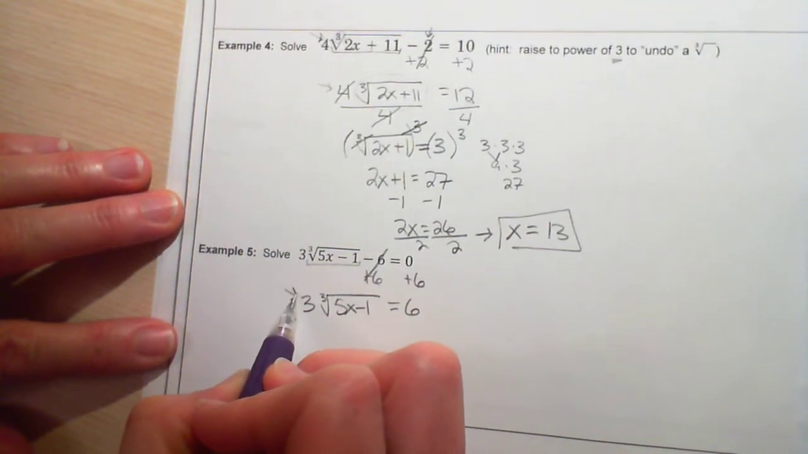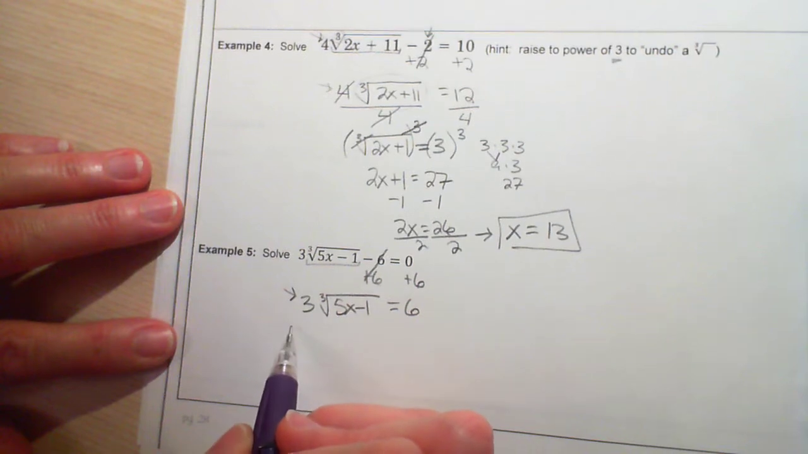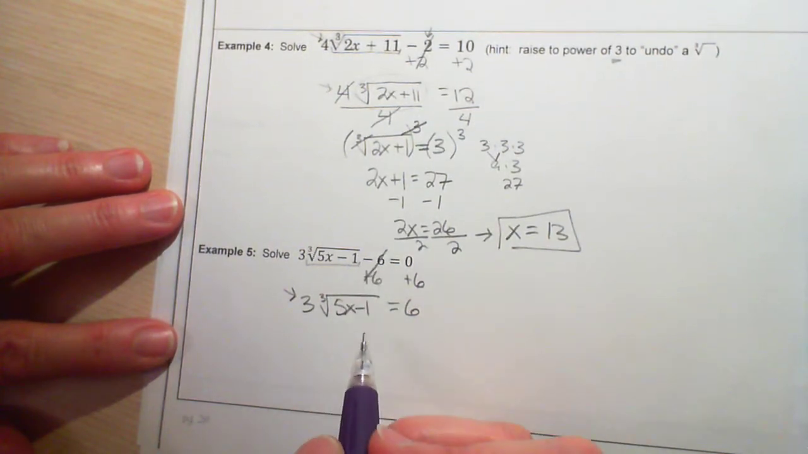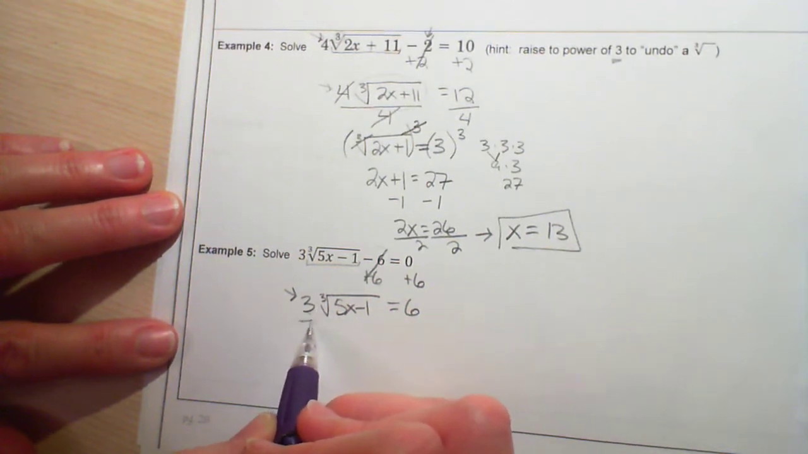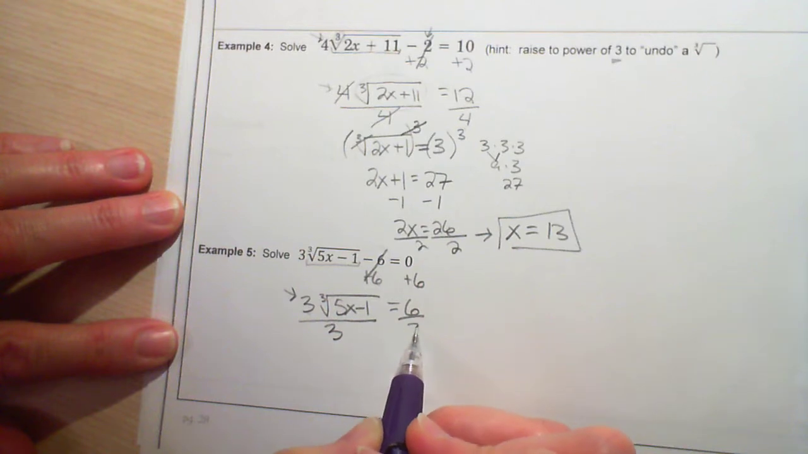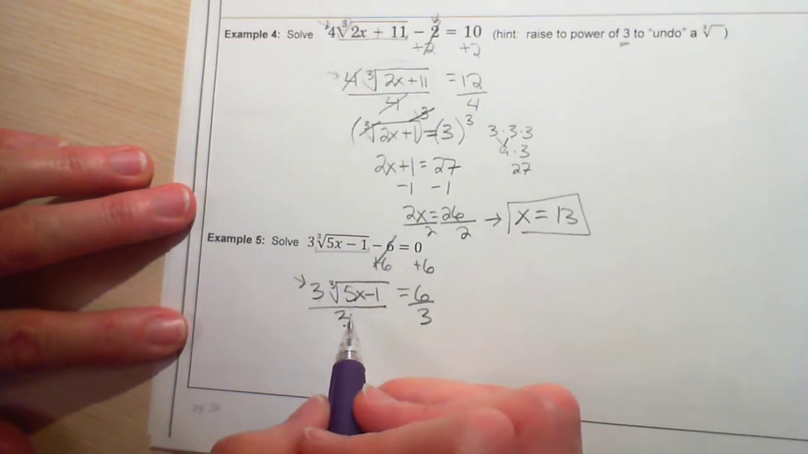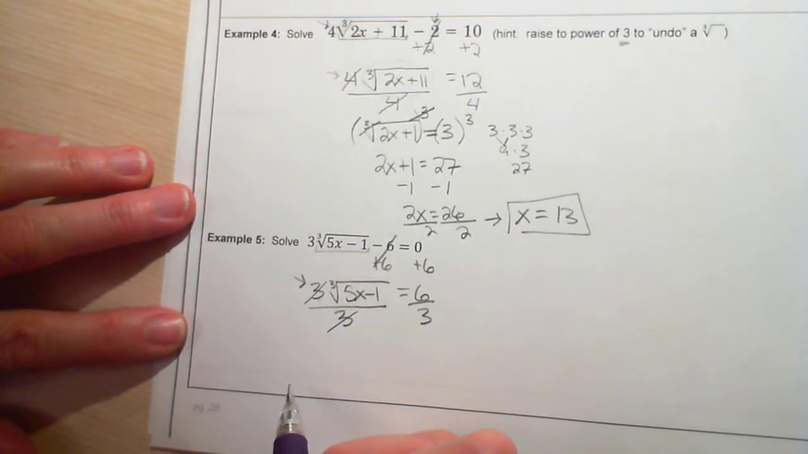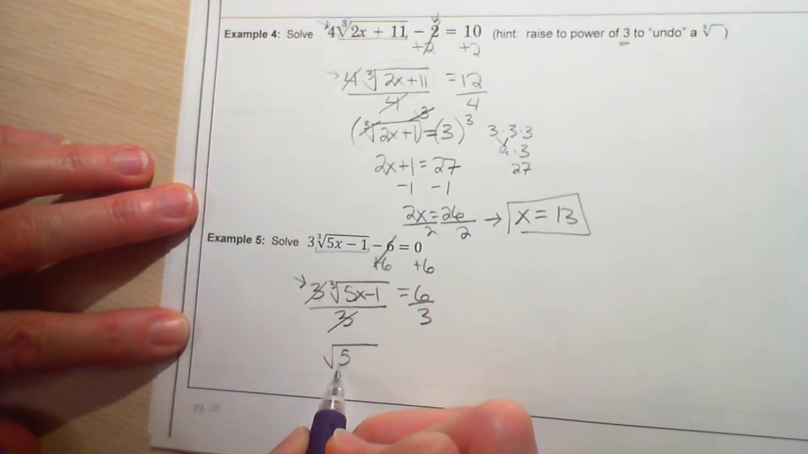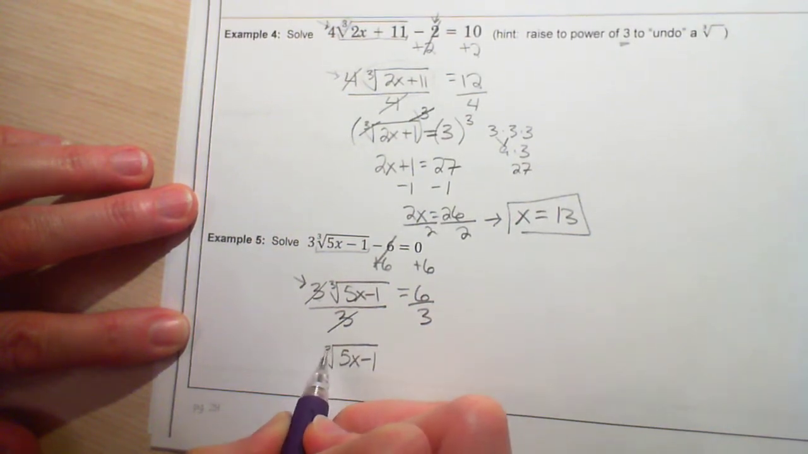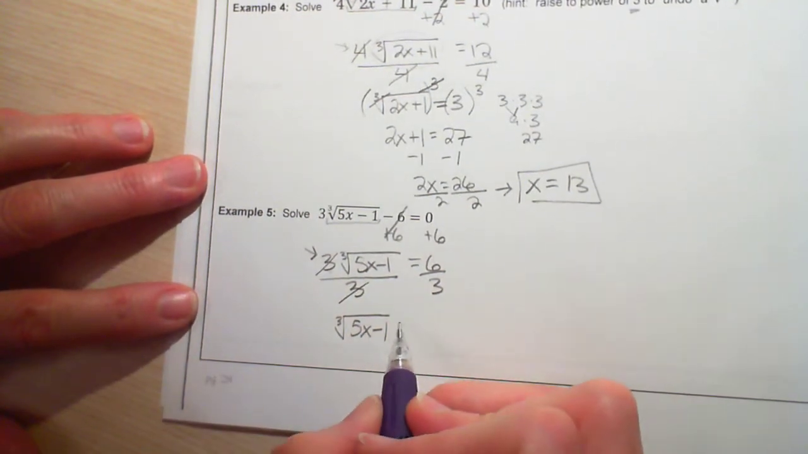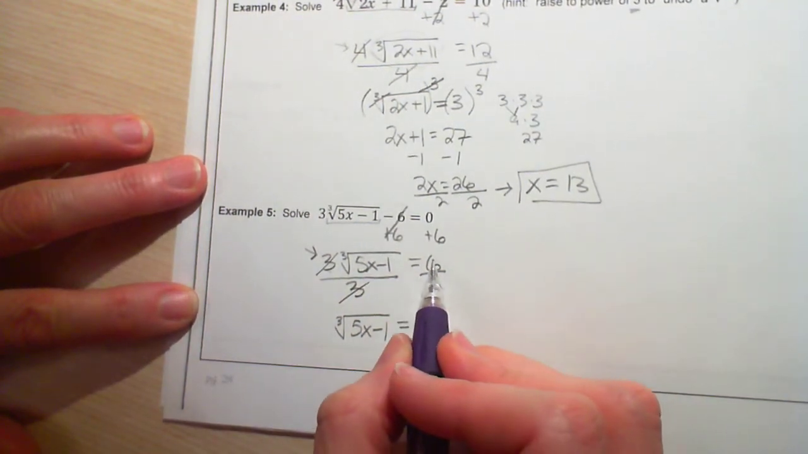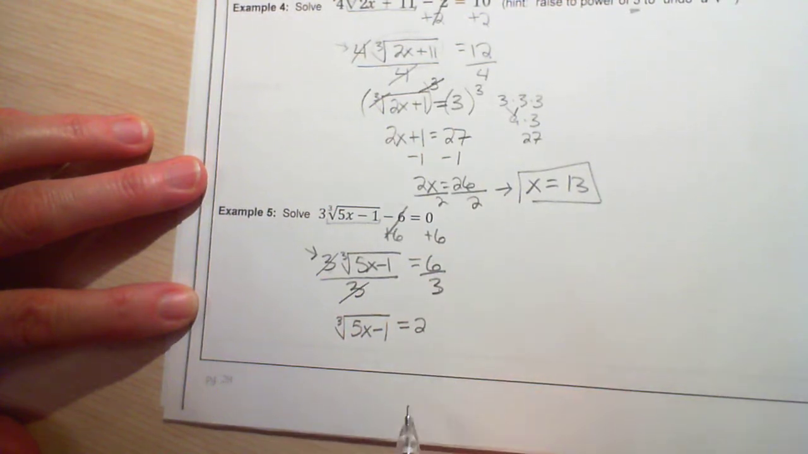I have this 3 hanging around outside the jail. I got rid of the 6 that was hanging around outside. Now I need to get rid of the 3. The 3 is attached by multiplication. So to undo multiplication, I want to divide both sides by 3. 3 divided by 3 is 1. So I'm left with third root of 5x minus 1. Don't forget to write that index, otherwise you won't know what power to raise it to. 6 divided by 3 is 2.